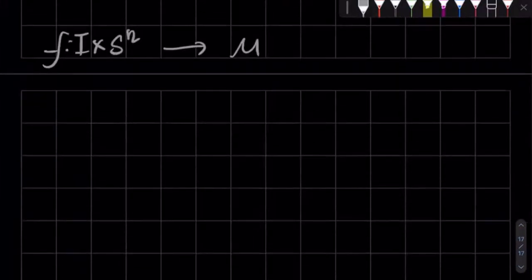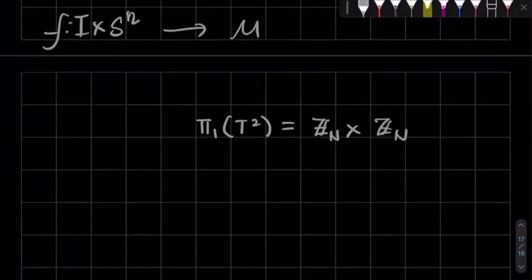For example, if you look at a torus, what is pi1 of a torus? A 2-torus is going to be Z plus Z, I think. Zn cross Zn, right? Because a torus is essentially two circles, right?